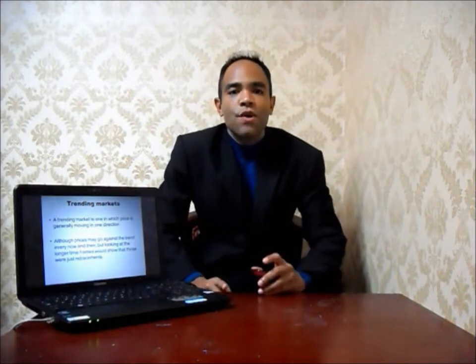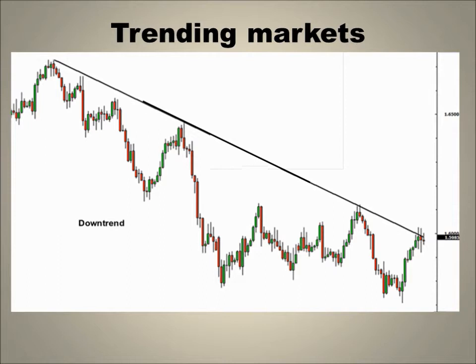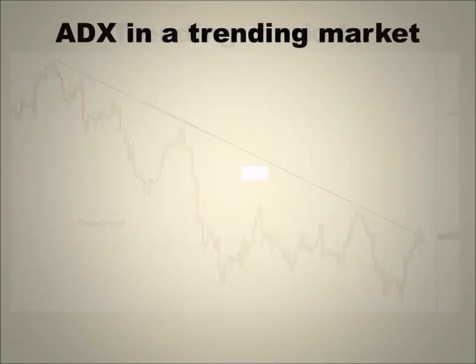Okay, so I'm going to show you a chart of what a typical trend looks like. So here we have a downtrend. Here we have a line that connects the opening volume of the first candle that began the downtrend to the opening volume of the last candle in the downtrend. Nothing new there. Okay, so now let's talk about ADX in a trending market.